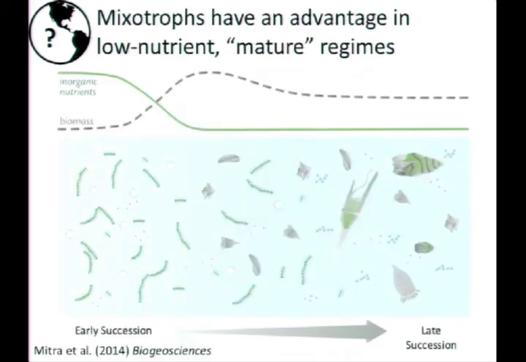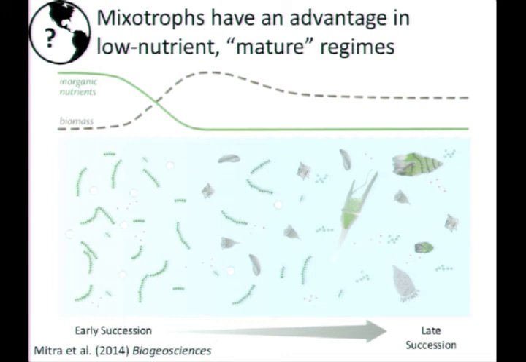And this is what Aditi Mitra did in a paper that she led out 2 years ago now in Biogeosciences. And what her work showed was that when we account for these trade-offs, we actually predict that we should see mixotroph-dominated communities in these low-nutrient, mature, or late successional ecosystems.